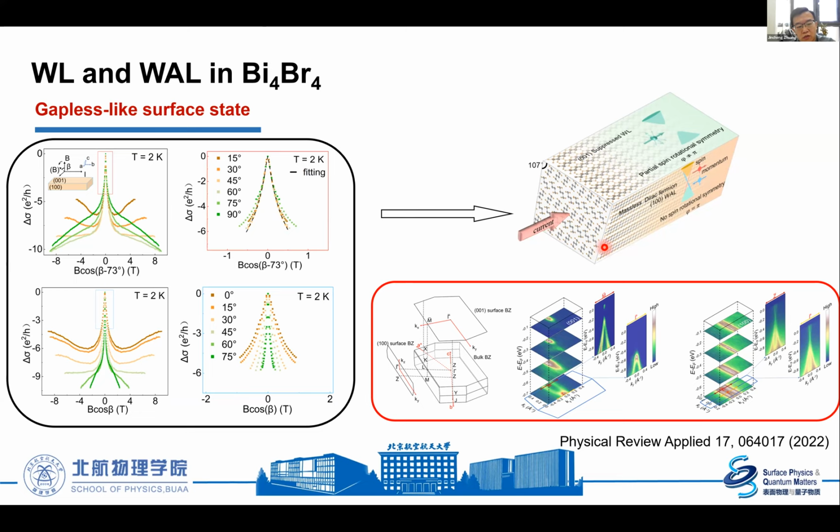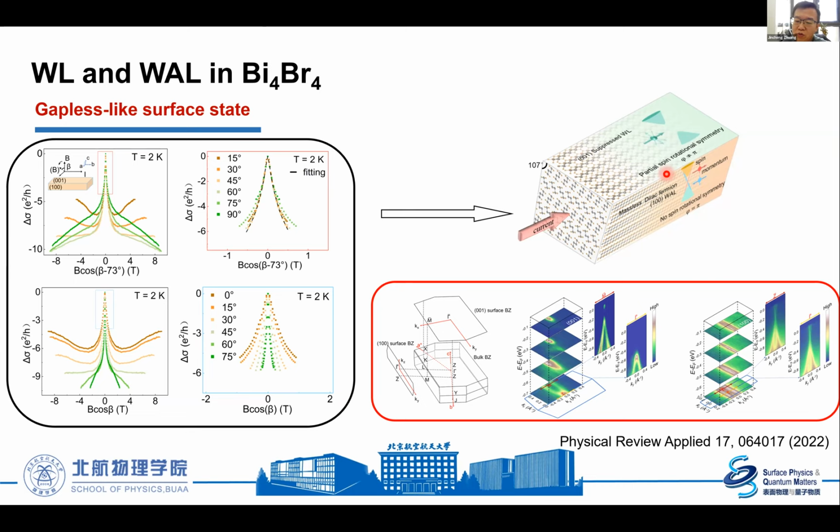And considering that the Bismuth bromide is a second-order topological insulator, it has a one-dimensional hinge state. The one-dimensional hinge state is gapless, with a gapless linear dispersion, and it could lead to the weak anti-localization phenomenon. But we do not think the anti-localization phenomenon we observed here is correlated to the one-dimensional hinge state, because its contribution is very small in the transport measurement. Second, the one-dimensional hinge state is at the boundary of the 001 surface and the 1-0 surface. It should be identical to both of these two surfaces.